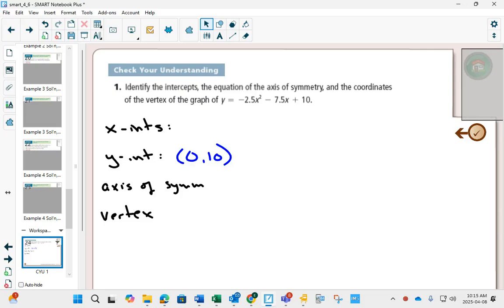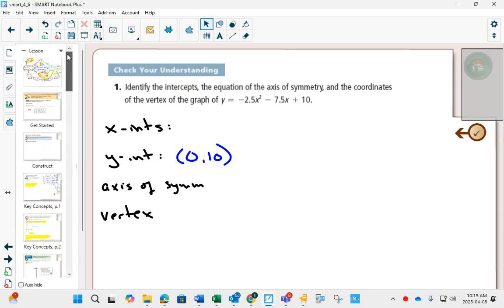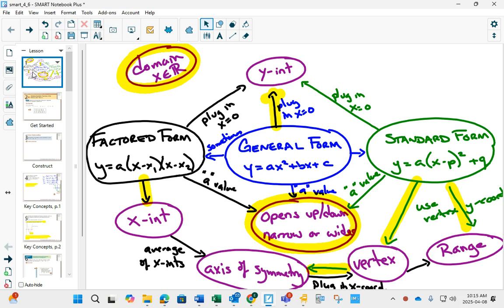Okay? So then, looking at our diagram again, I want to find x-intercepts. The x-intercepts are only available through the factored form. So I know for sure I have to do the factored form. And if I do that, I can find my axis of symmetry and find my vertex. It looks like I could skip standard form here altogether. So let's see if this can be factored.